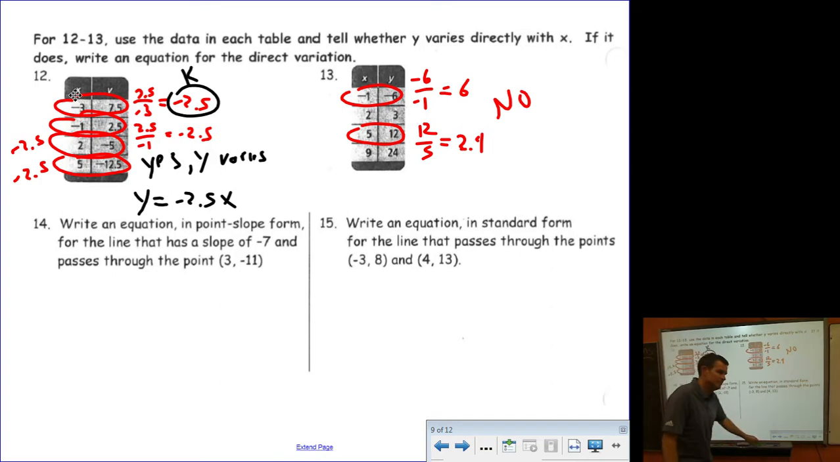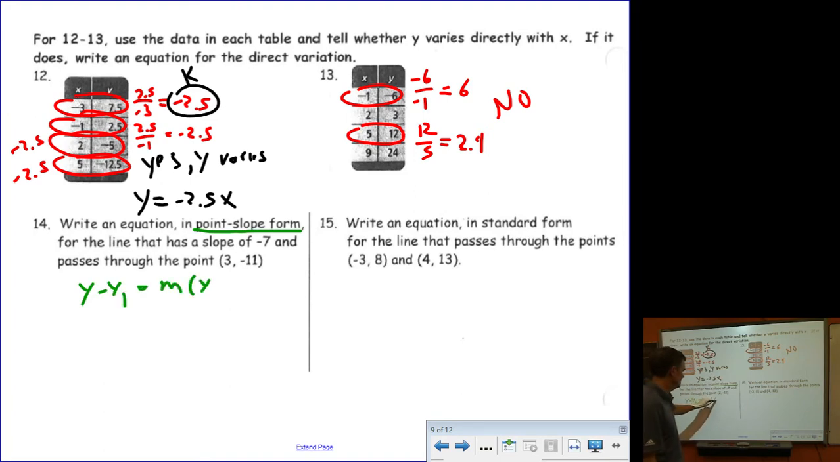Number 14, we want an equation in point-slope form. So point-slope form looks like this. And I want my line to have a slope of negative 7 and pass through this point. So I simply plug those numbers into point-slope form, and I would get y plus 11 equals negative 7 times x minus 3.